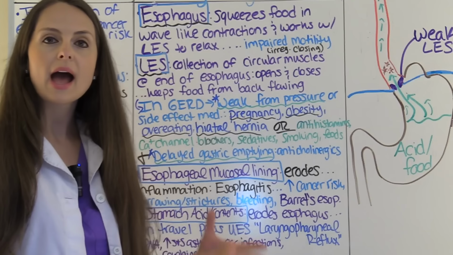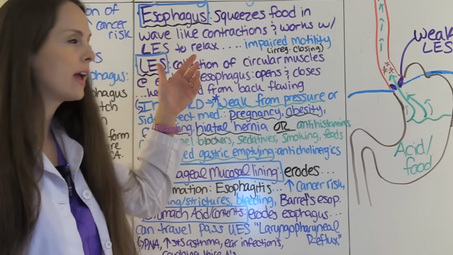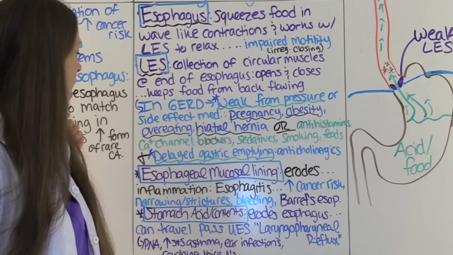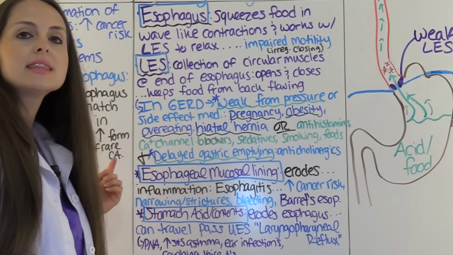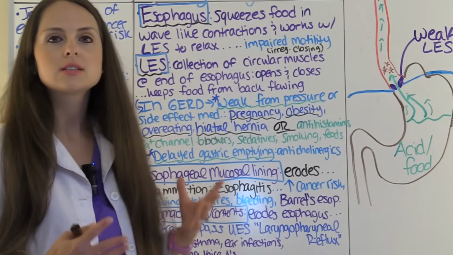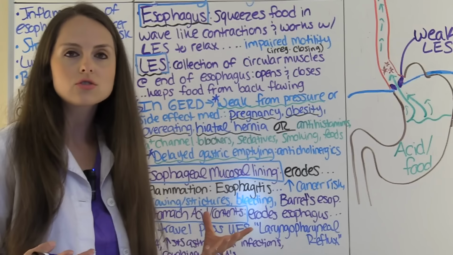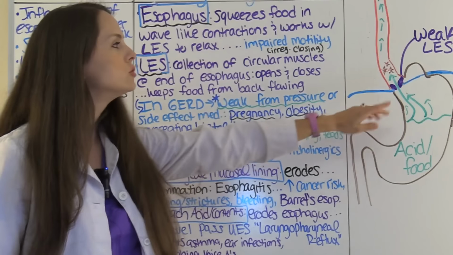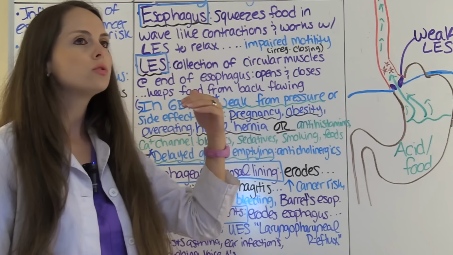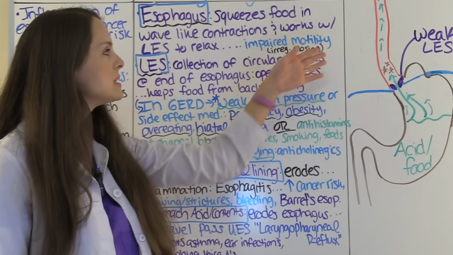Now, with someone who has GERD, what is happening is that we're having issues with the following things. We're having issues with our esophagus, our lower esophageal sphincter, our esophageal mucosal lining, and the stomach acid and the food contents. So let's take a look at what's going on with the esophagus and GERD. Okay, we learned that the esophagus squeezes food in wave-like contractions and works with that lower esophageal sphincter, which relaxes to let food in.